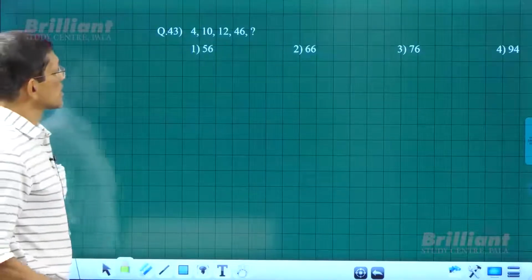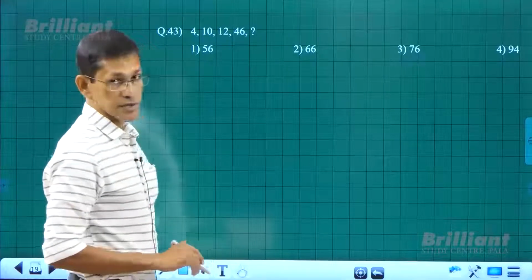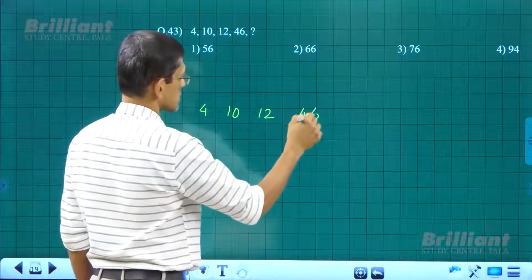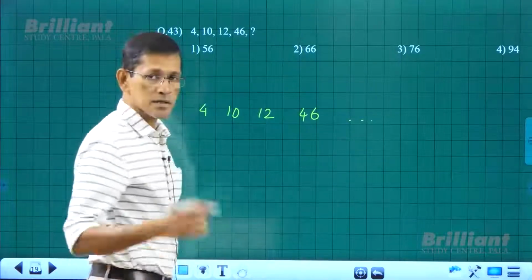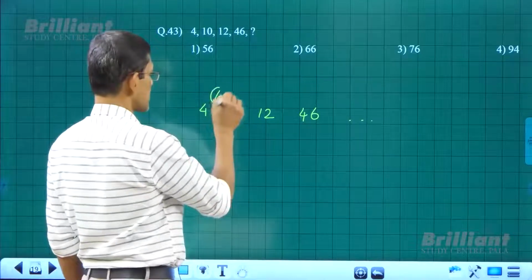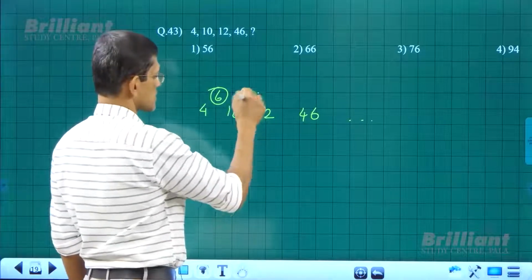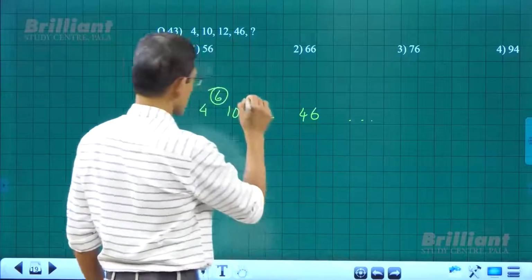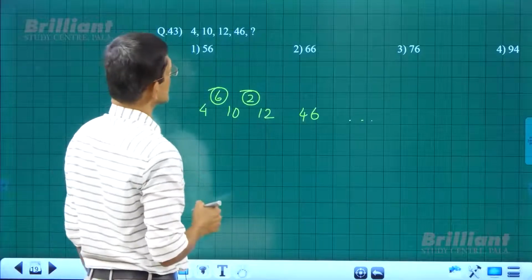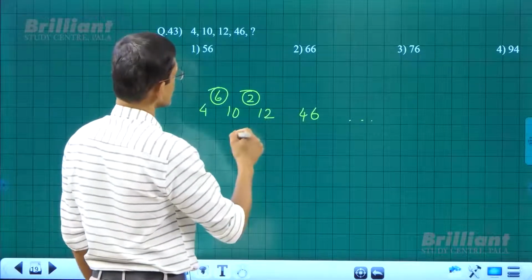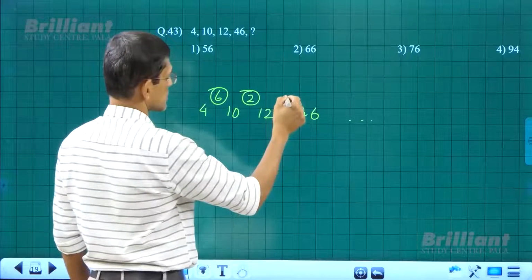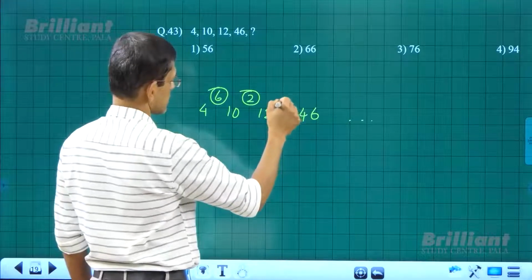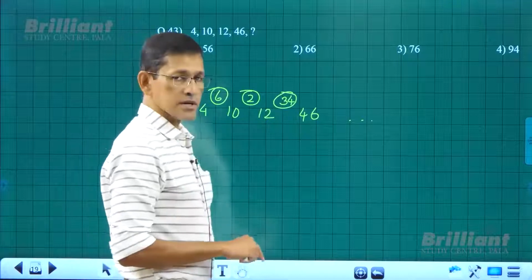Next one. 43. 4, 10, 12, 46. So the number series 4, 10, 12, 46. What is next? Let's take the differences here. 4 plus 6 is 10. 10 plus 12 is, oh, well, this is 12. Then the difference must be 2. Okay, 10 plus 2 is 12. Then next one must be 46. So 12 and 46, that difference is 34. I think there is something wrong with this question.